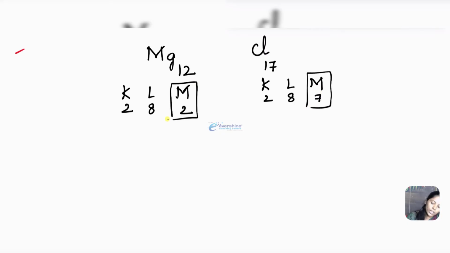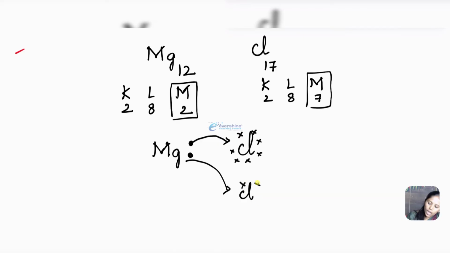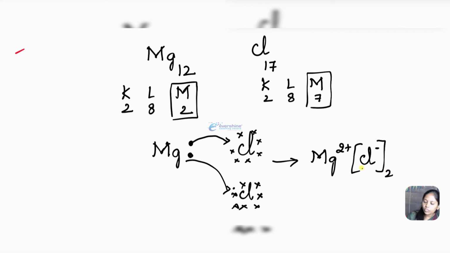So what happens? Magnesium has 2 extra electrons. They will be donated to 2 chlorines. One electron is for one chlorine, another electron is for another chlorine, and it forms Mg2+ and Cl-, but there are 2 chlorines, so you should write Cl- 2. So this is how MgCl2 is formed. Magnesium chloride is also an ionic compound because there is transfer of electrons from metals to non-metals.